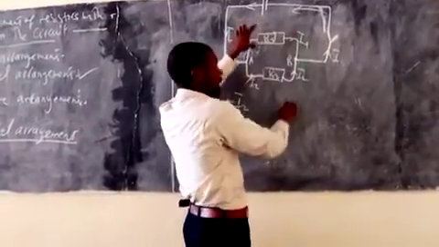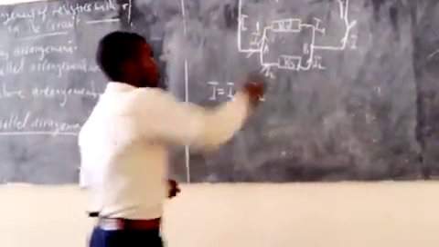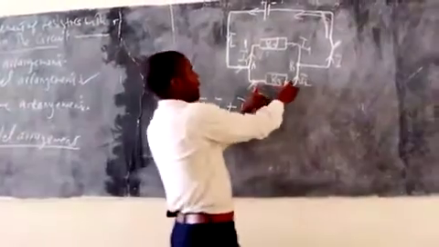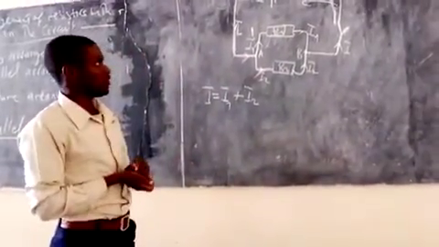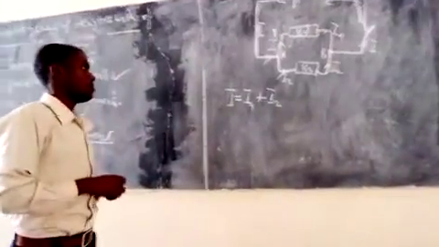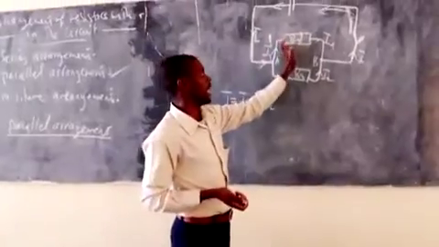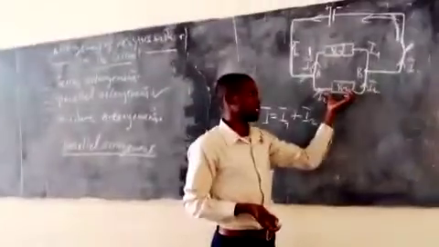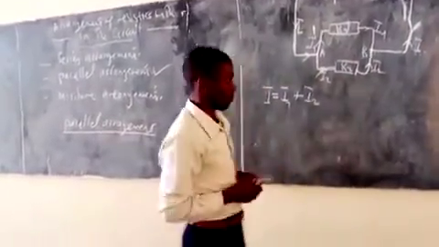you record the value of the potential difference across R1. You repeat the experiment and measure the potential difference across R2. The experiment will tell you that the same potential difference is across each resistor. But if you use the ammeter, you record the current passing through R1, and then you record the current passing through R2, you will see that the currents flowing are not the same.